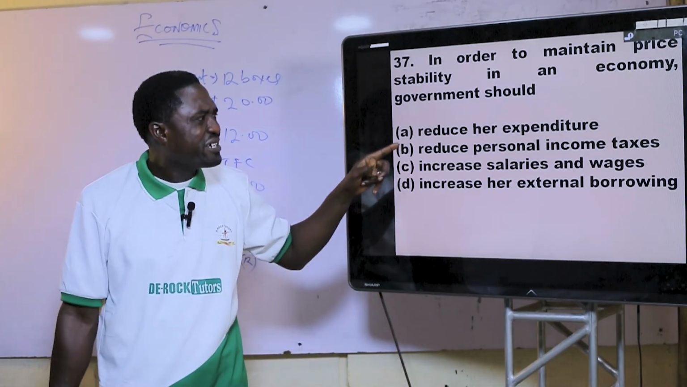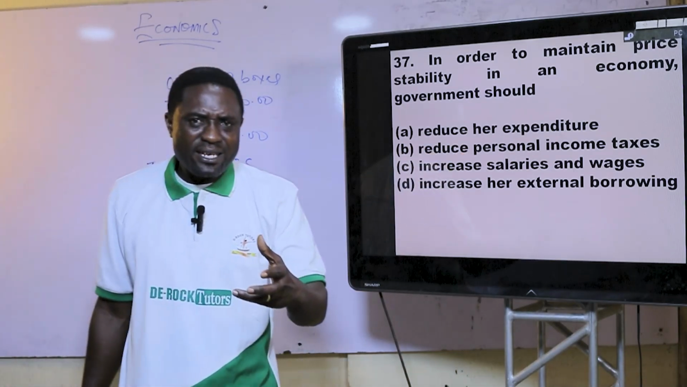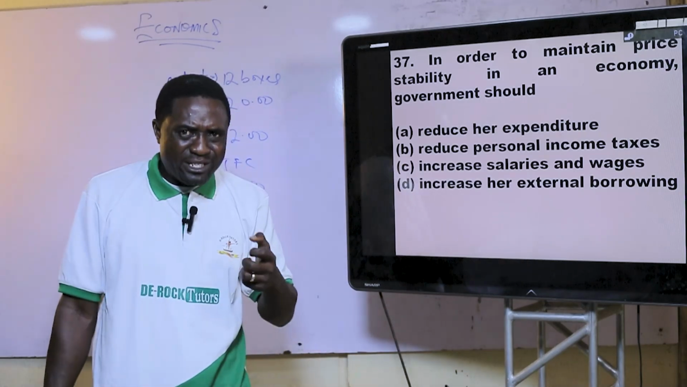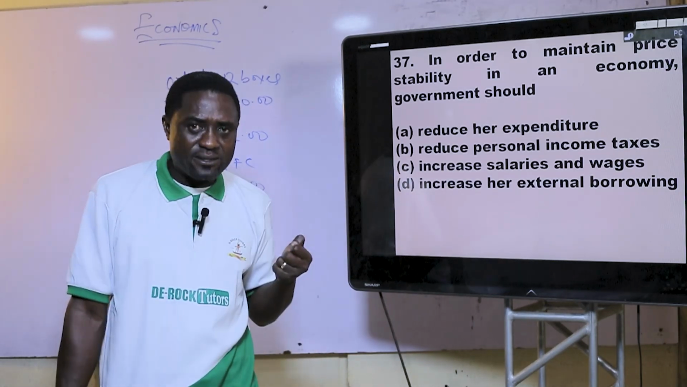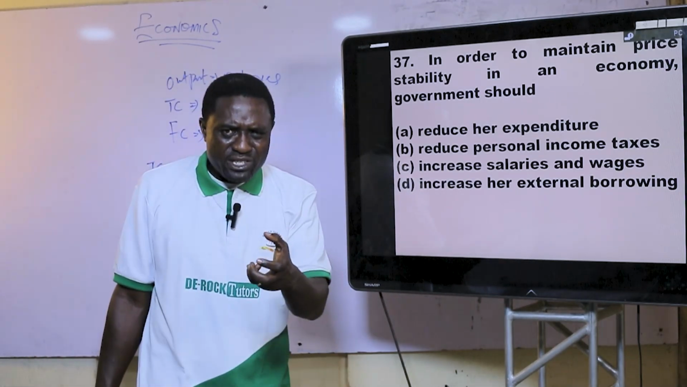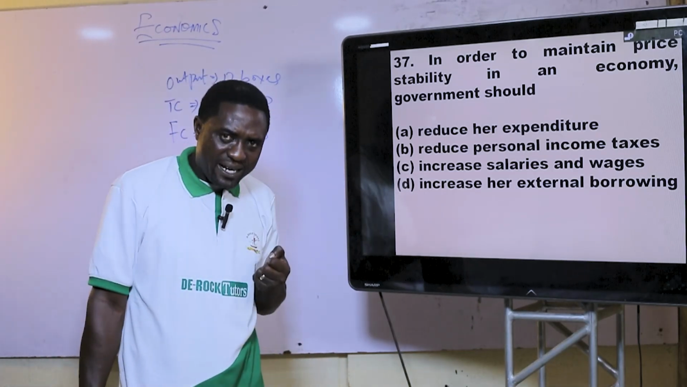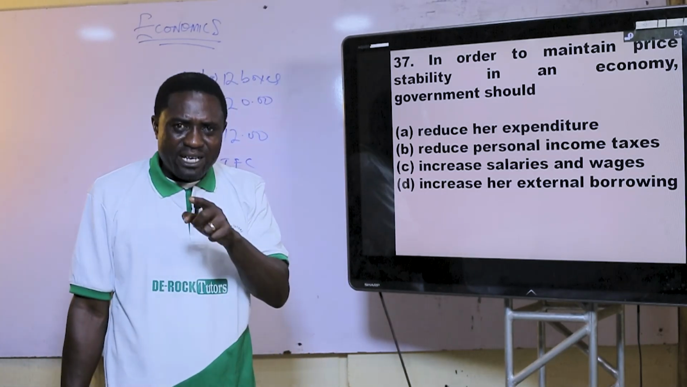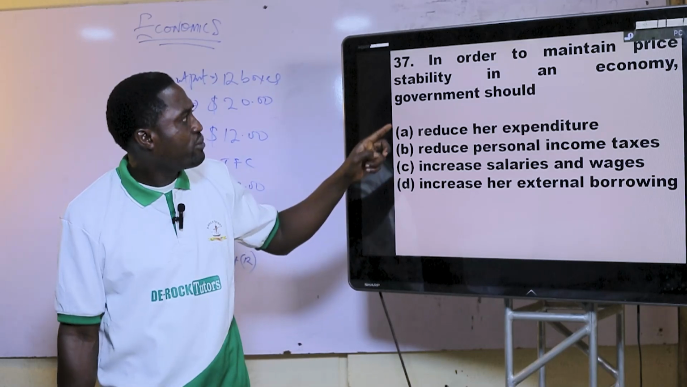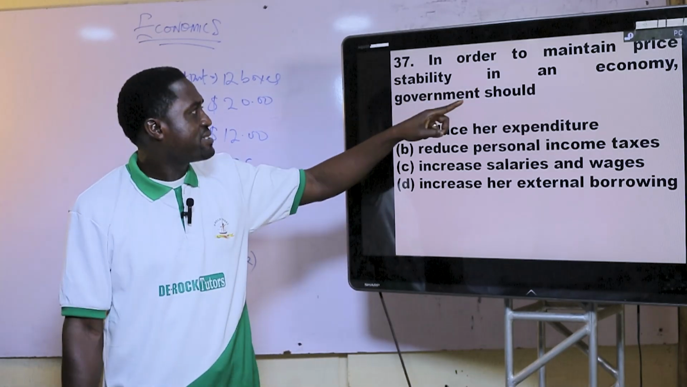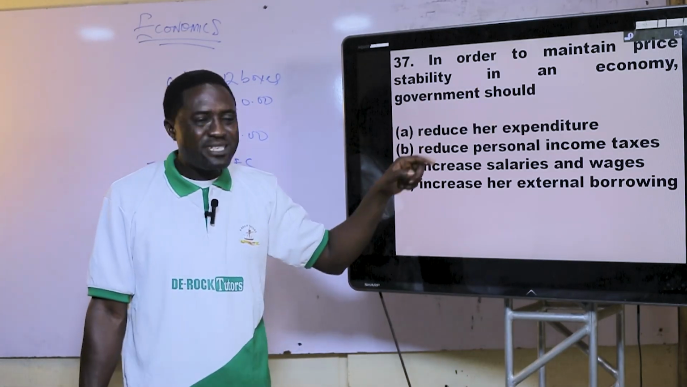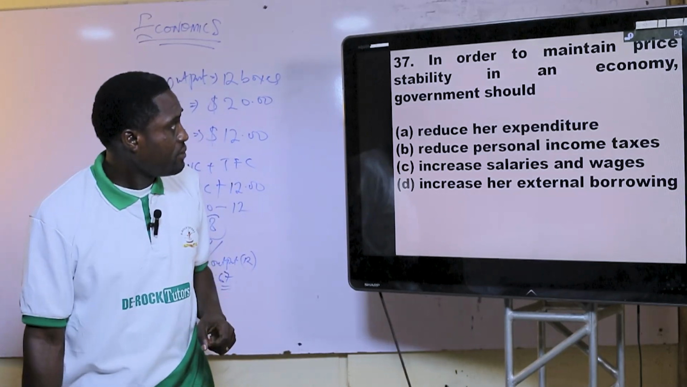But considering the first one, reduce our expenditure. When you reduce your expenditure due to deficit financing, automatically the purchasing power will draw back, which will cause the economy to be a bit stable. An economic government, in order to maintain price stability in an economy, should reduce expenditure. The next question.